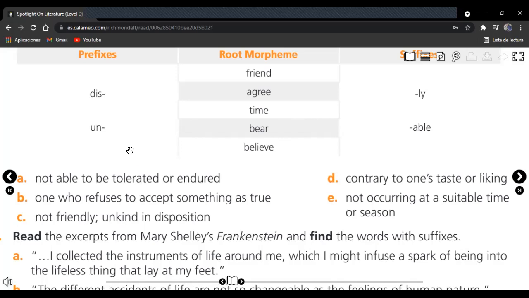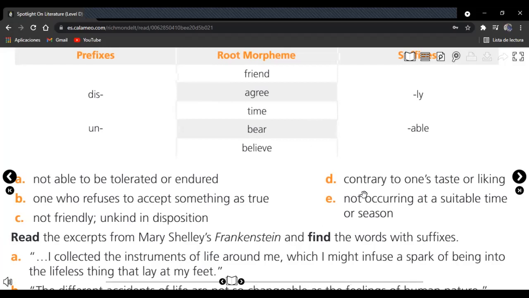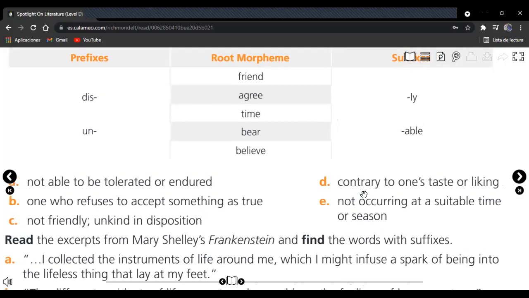Okay, then not friendly, unkind in disposition. What do you think? I think it's unfriendly. Yes, it is. Unfriendly. When you're unfriendly, it means not friendly, unkind in disposition. Good. Contrary to one's taste or liking. Is it agree or is it time? Disagree. Disagree, and we need one suffix.